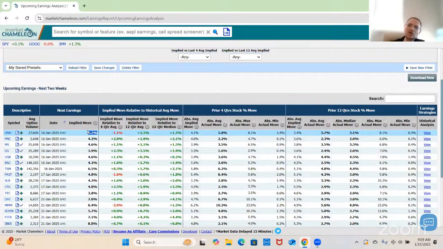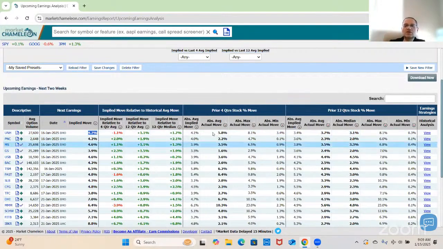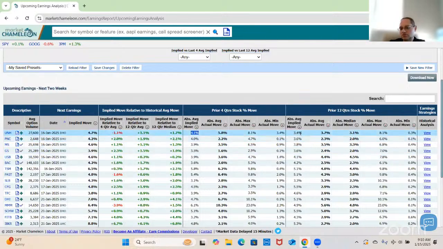So we could see here that it is priced above the historical average implied moves. But if we compare it to the actual moves, in the last 4 quarters the average was 5.8%, but in the last 12 quarters the average was 3.7%. So we could see that the options market priced the next straddle right in between the last 4 quarters and 12 quarters.